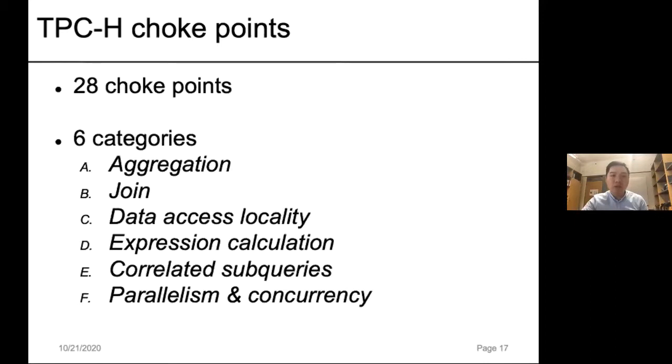So in total, TPC-H queries contain 28 choke points, and Peter Boncz et al. at TPCTC 2013 have classified them into 6 categories: aggregation, join, data access locality, expression calculation, correlated subqueries, and parallelism and concurrency. And one query may involve multiple choke points.